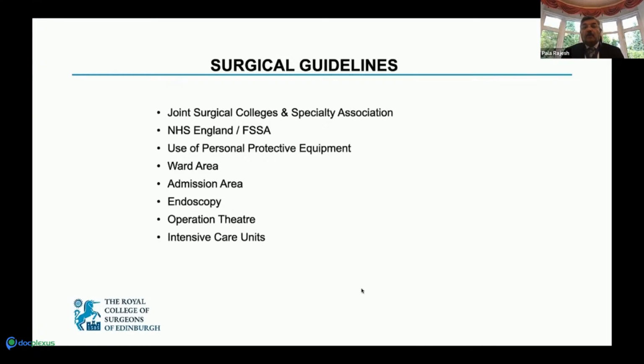The people who were involved were all of the 4 surgical colleges and the 10 specialty associations in the United Kingdom. The use of personal protective equipment was discussed. This was found to be mandatory. The way that the delivery should be carried out in the ward areas, in the admission areas, in the accident and emergency departments, the endoscopy units where diagnostic and therapeutic endoscopy was carried out, at the operating theater, and in the intensive care units.